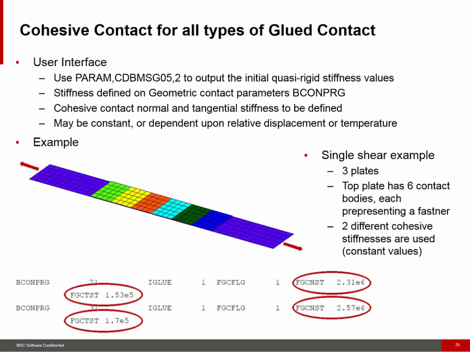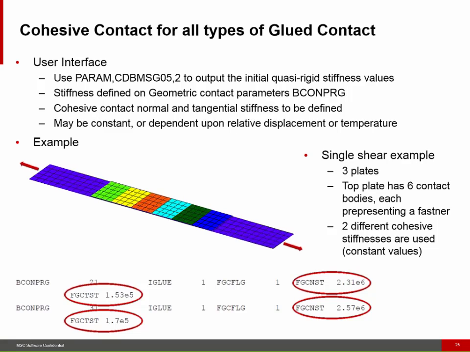So the user interface for cohesive contact: you define the stiffness values of the cohesive contact on the geometric contact parameters BCONPRG, where you define both the normal and tangential stiffness of the cohesive contact. And those can be constant values, but they can also be dependent upon relative displacement or on temperature using tables.